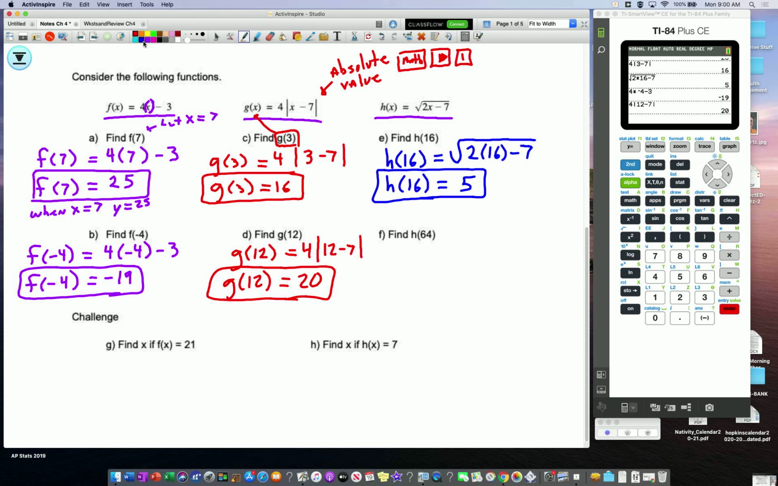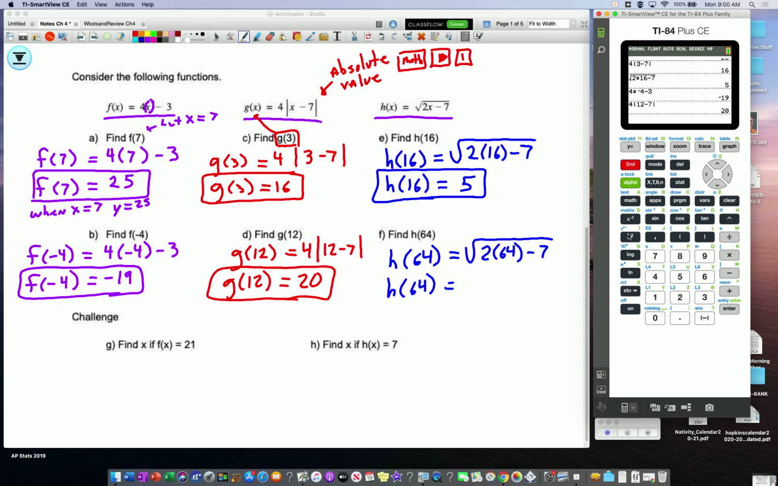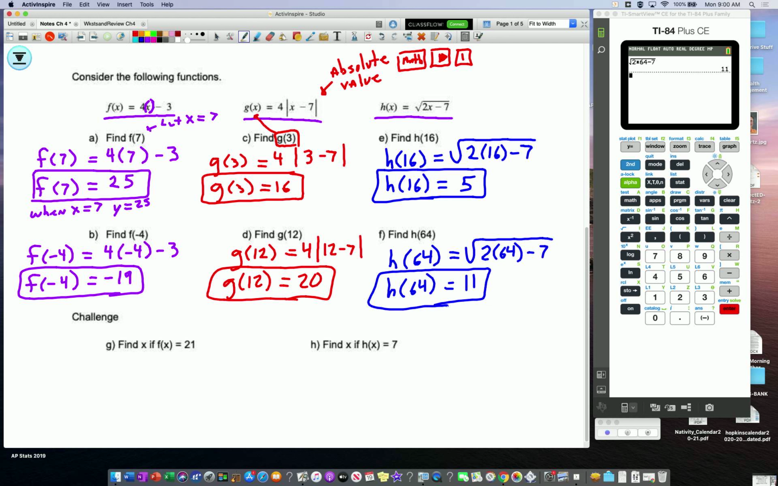All right, the last one. h of 64, so I plug that in. 2 times 64 minus 7, so h of 64, calculator time, second x squared, 2 times 64 minus 7. Whoops, I had a little error there, it took 2 multiplications for some odd reason. It's always good to check what you're entering in your calculator. Even Mr. Bartz makes mistakes. And look at that, we got those done.